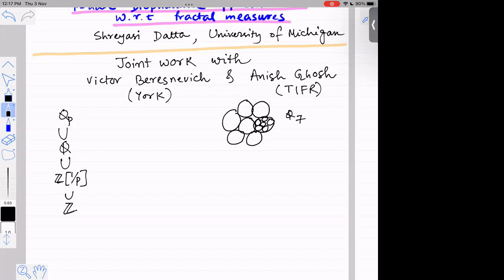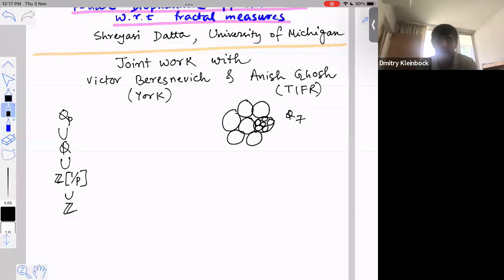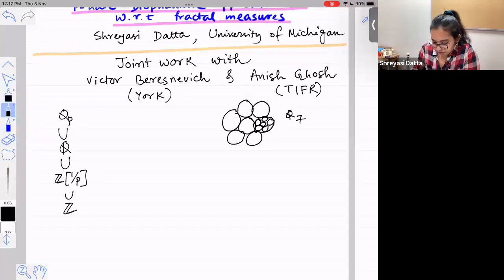So the balls are not really tangent, right? They are far from each other. Yeah, they are not connected to each other.